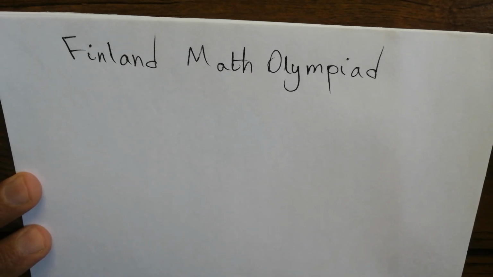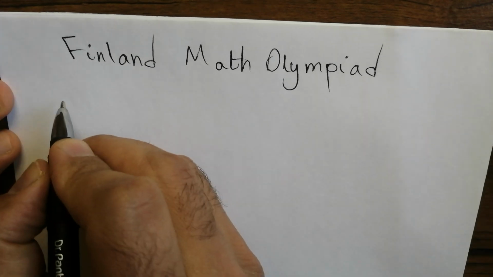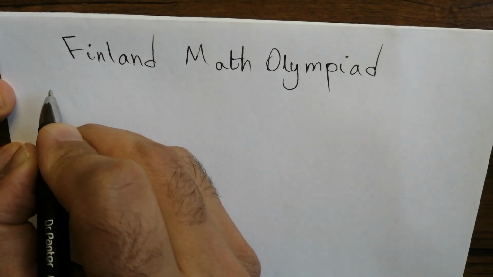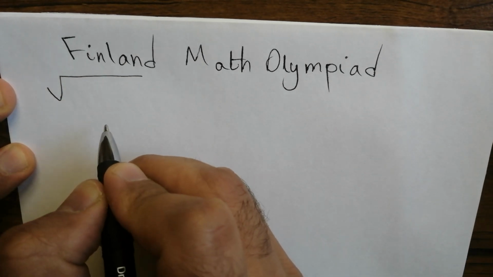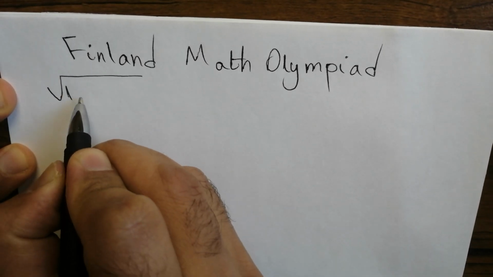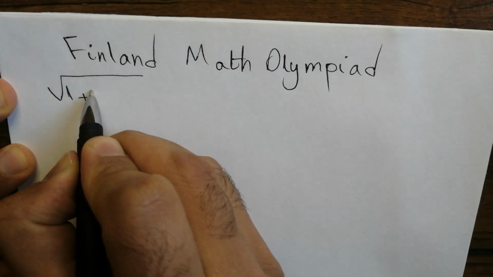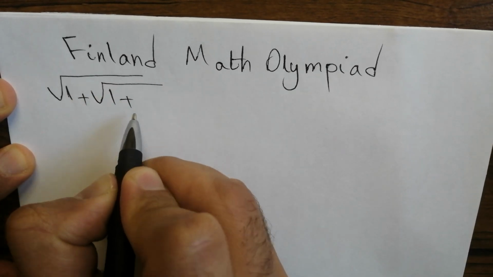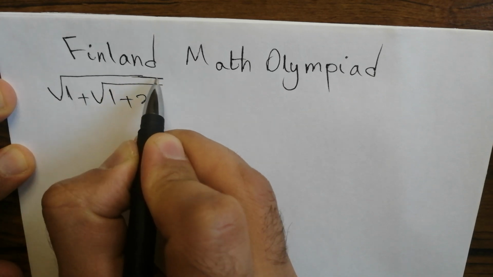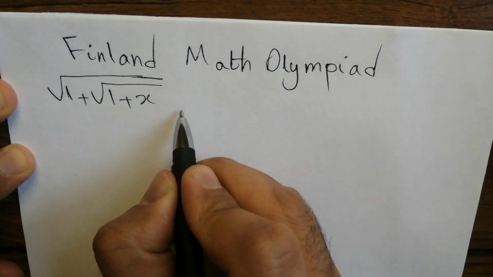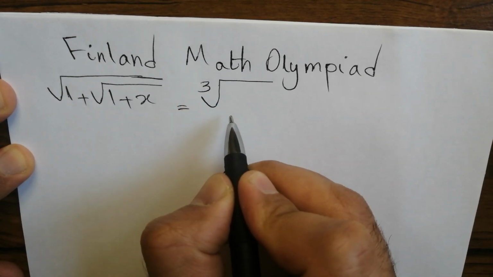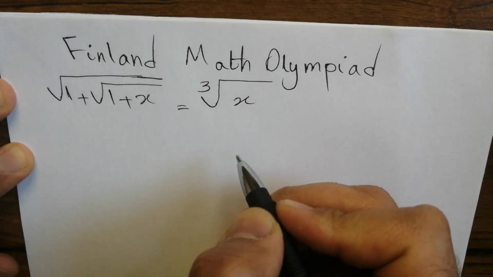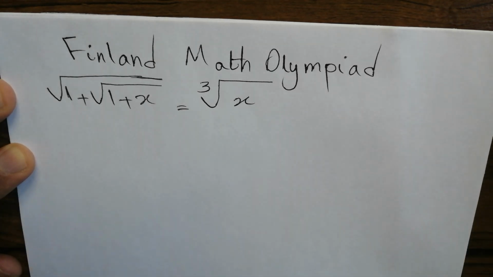So you probably know that from the thumbnail, but let me write the question here. So that's the square root of 1 plus the square root of 1 plus x, so the whole thing under another square root, equals the cube root of x. So before watching the whole video, try to pause the video for a second.